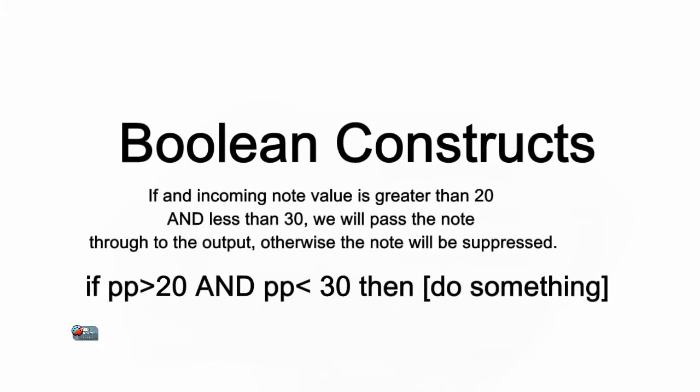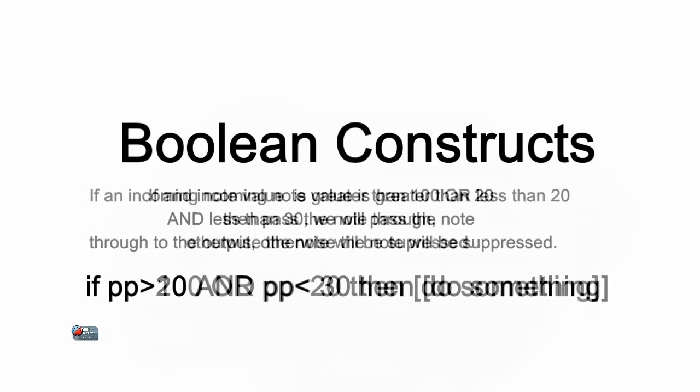The first example is shown here. If an incoming note value is greater than 20 and less than 30, we will pass the note through to the output, otherwise the note will be suppressed. This would typically be written in most languages as shown here.